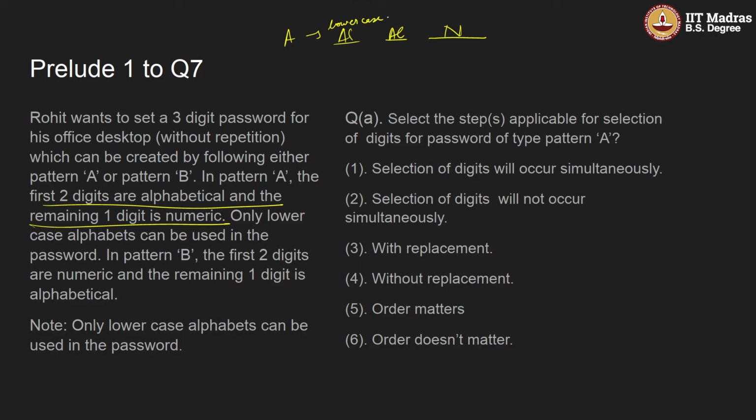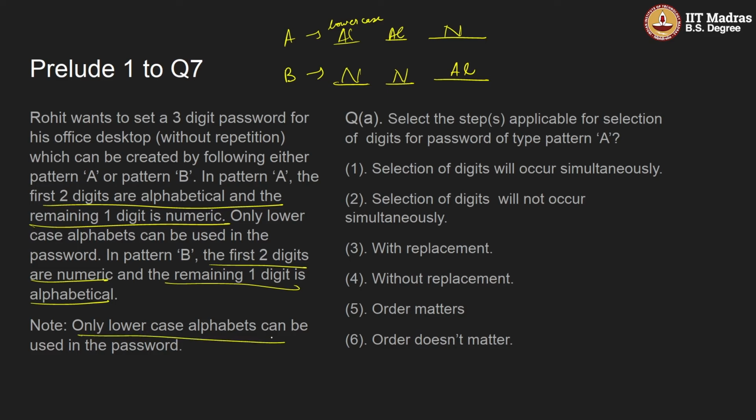Now in pattern B, with our second pattern, the first two digits are numeric and the remaining one digit is alphabet. So the last digit is alphabetical. The note is only lowercase alphabets can be used.